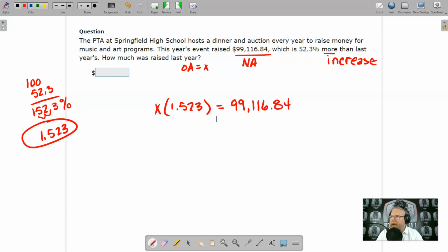And that's going to equal our new amount, which we know is $99,116.84. So now we just have to solve for X, right? The X is tied to the 1.523 by multiplication, so we want to divide. We want to divide by the very number we wish to get rid of, which is 1.523. What we do to one side, we're going to go ahead and do to the other. So let's divide the right side by 1.523 as well. The 1.523 is going to cancel each other, leaving us with just X on the left. And then 99,116.84 divided by 1.523 is going to give me a value of 65,080.